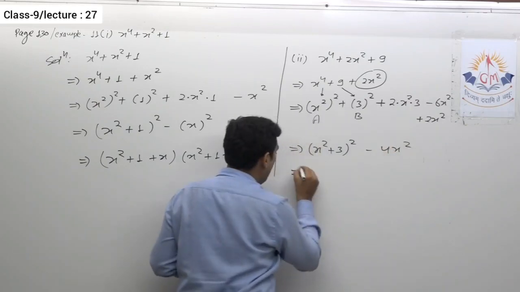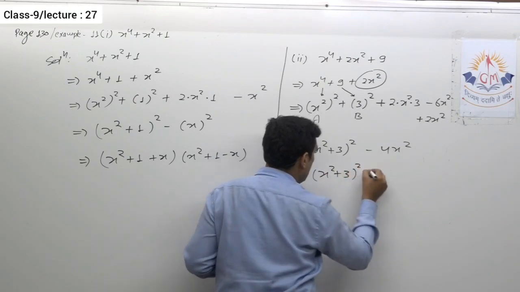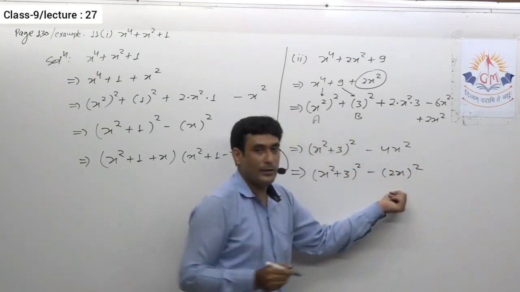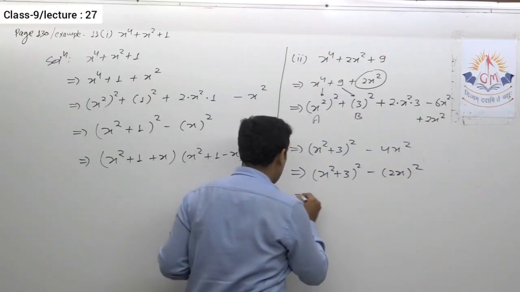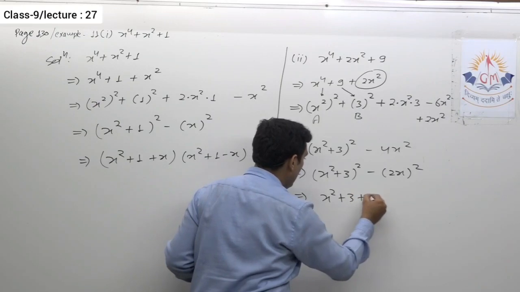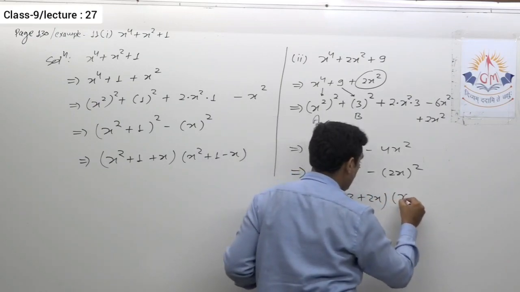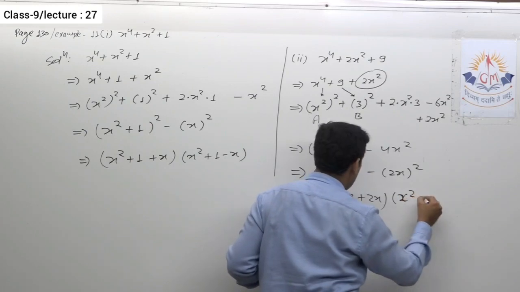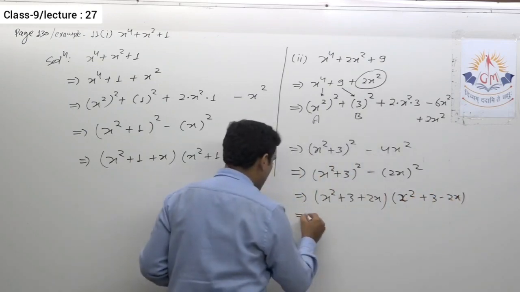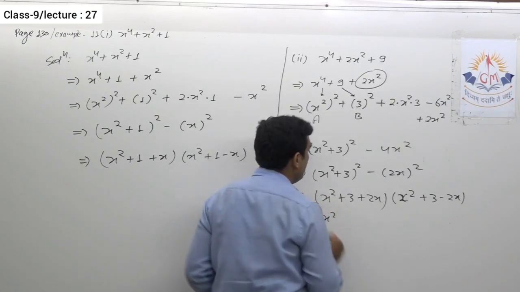Okay, now I will factorize it further. So this is x plus 3 whole square, then minus 2x whole square, isn't it? This can be written as a square minus b square, that is a plus b, a minus b. So a plus b, a minus b.